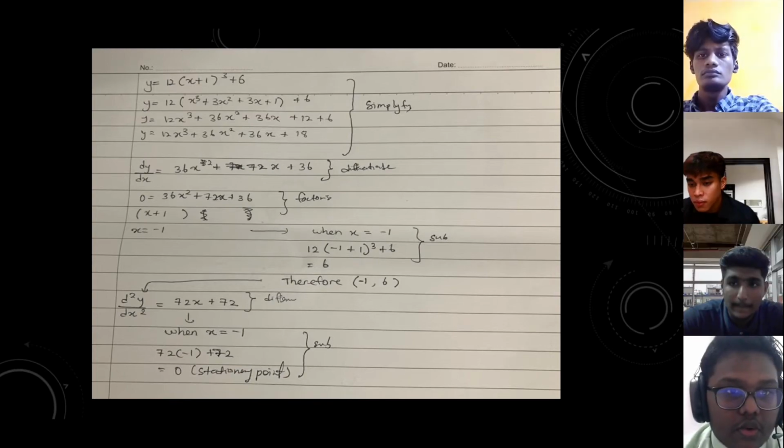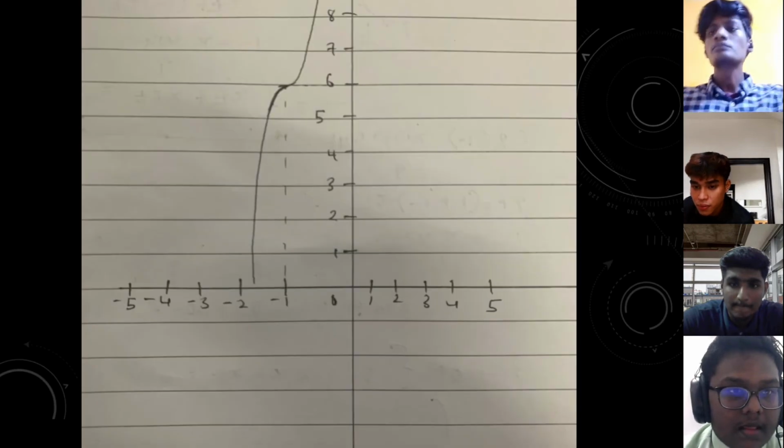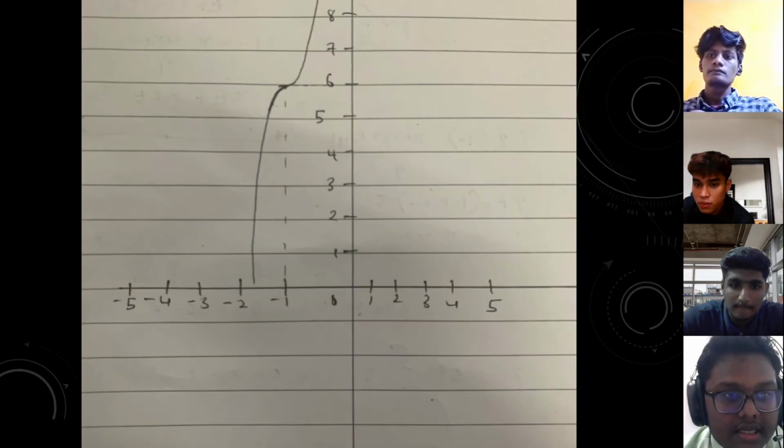So we need to do the graph now. We just need to plot this. So negative 1 and 6. So the gradient is 0. Next, summary will be explained by Yuganathan.